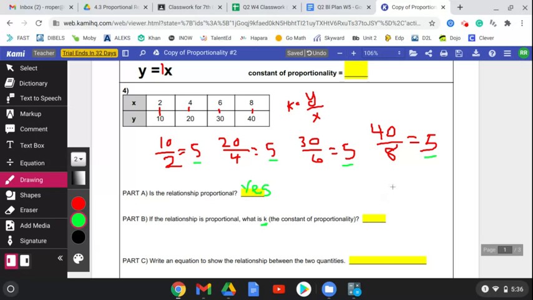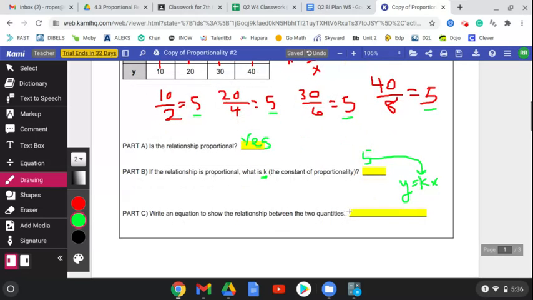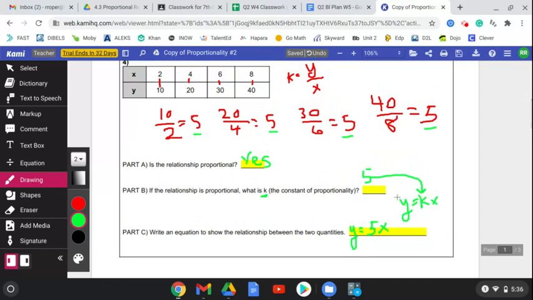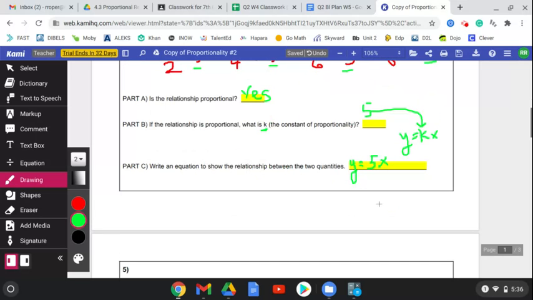K, the constant of proportionality, is 5, we found. And to write the equation in the form y equals kx, I simply take what I found for k and put it into this equation. And so my equation would be y equals k, which is 5 in this case, x. Y equals 5x. And so what we're saying here is that our y values are 5 times our x values.